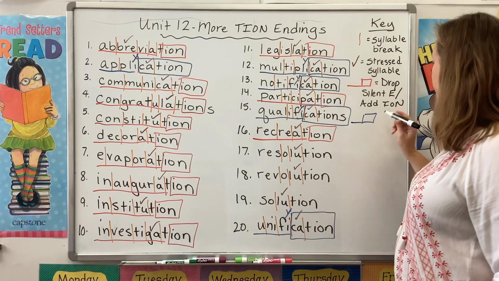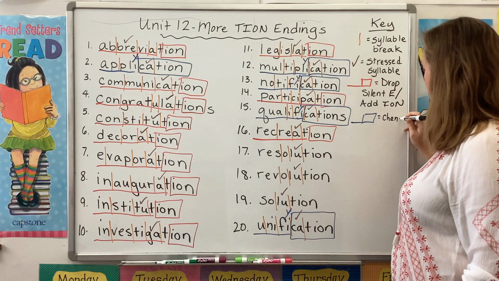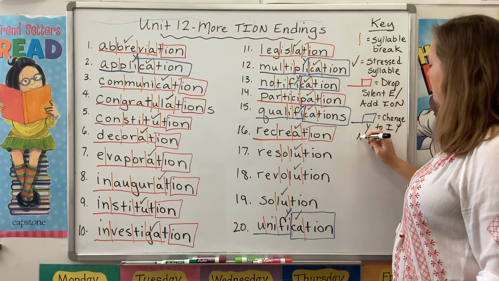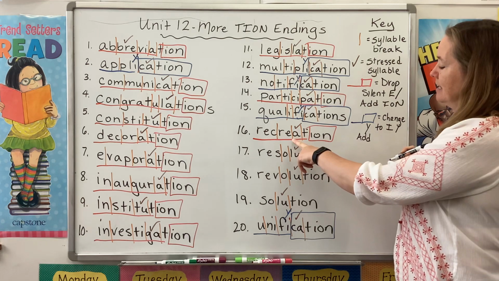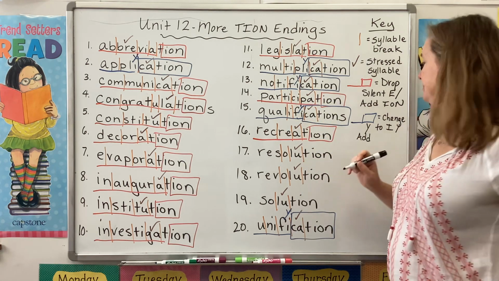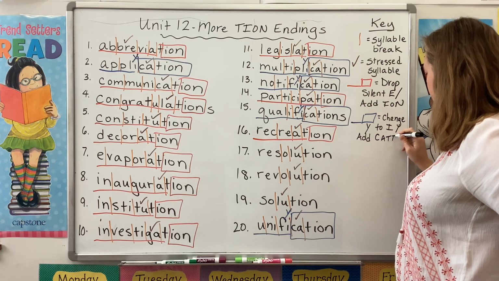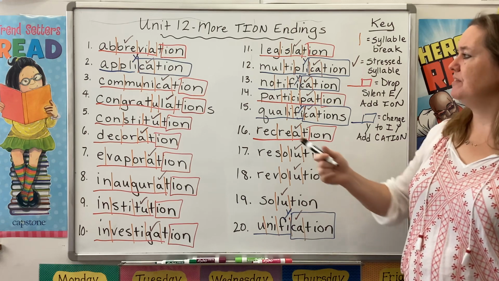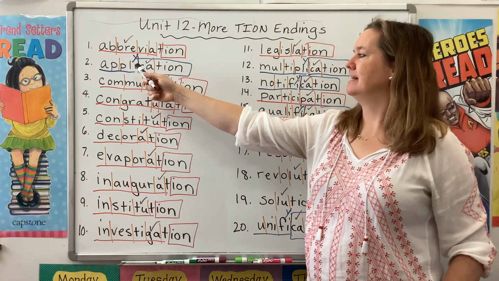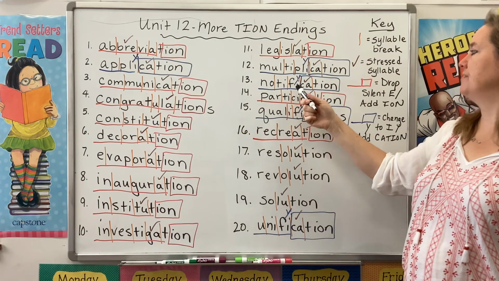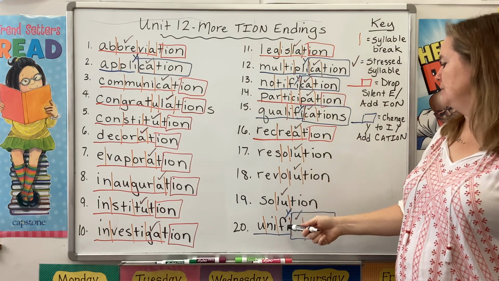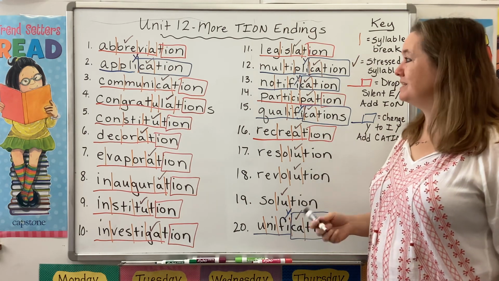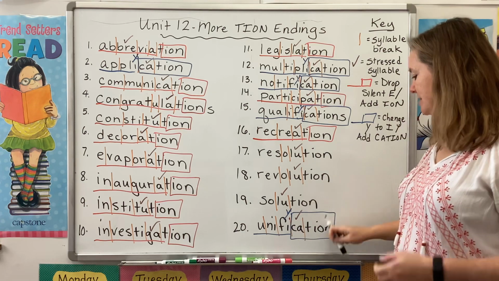here's what we're doing. We're changing Y to I, and then we're adding cation. Where did that CA come from? I don't know, but notice that all of these words have added the K. Application, notification, unification, qualification, okay? All right, we still have just a few words left.